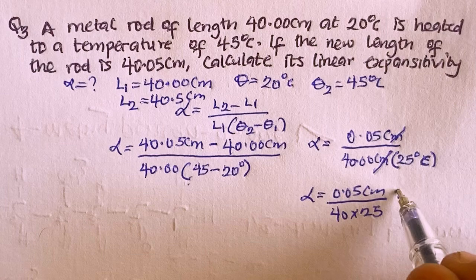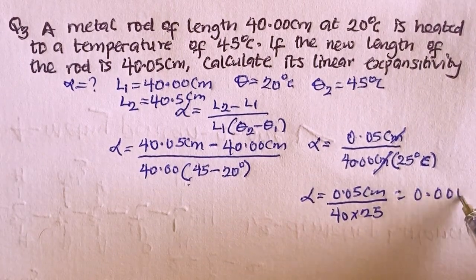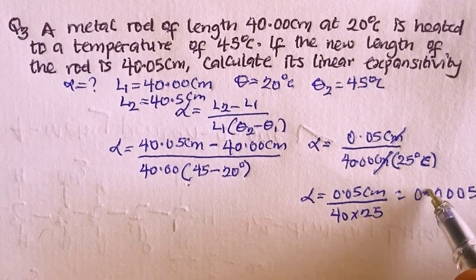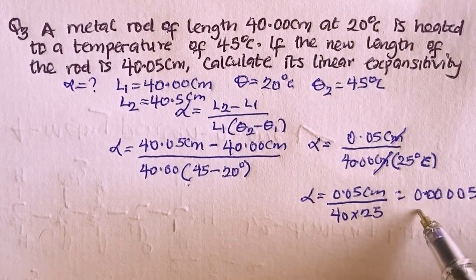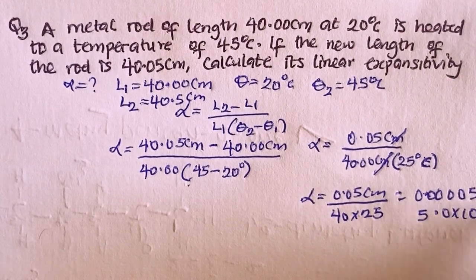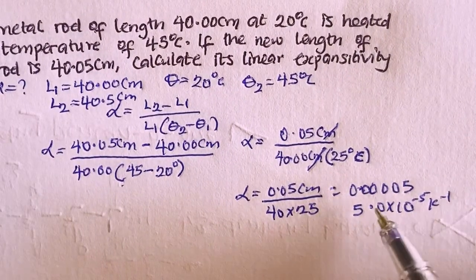If you press it on the calculator, you have something like 0.0005. That is actually 6.0 times 10 raised to the power minus 5 Kelvin inverse. So you should have the answer to be this.